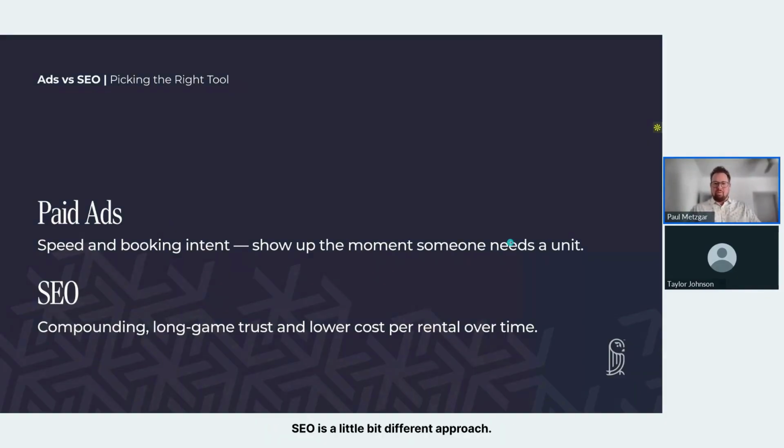SEO is a little bit different approach. It's not as immediate, but it is still very important because it's going to set the foundation for your website. And it's really a compounding long game that improves the trust for your brand and ultimately will lead to lower cost per rental over time. So again, it's not a one or the other, but more of a blend that we need to look at.